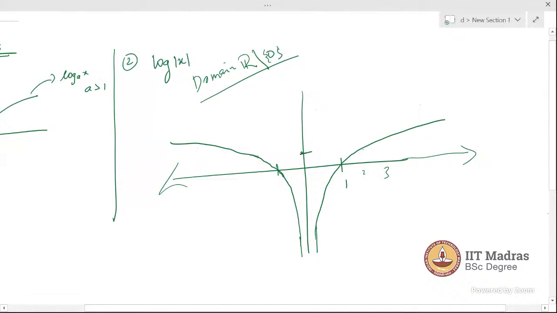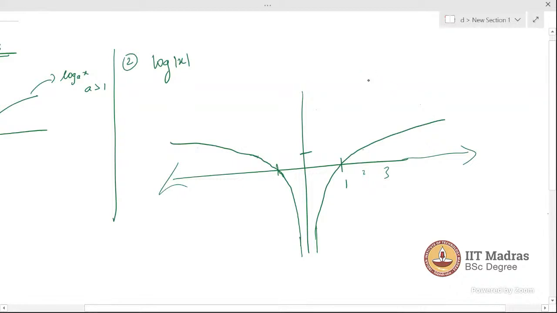So, sir, this function is a minimum function. Sorry, which function? Log mod x. Is what function? A many-one function. Many to one. How do you say that it is many to one? When there are two inputs and they give one output. So if I give -1 and 1, what do you get as output? 0. Yes.